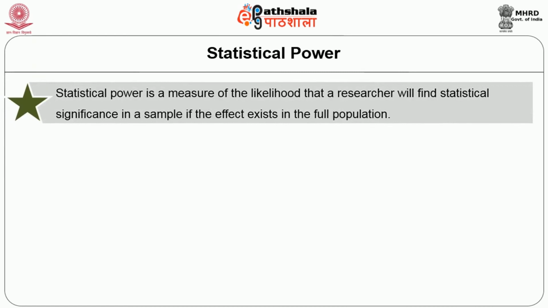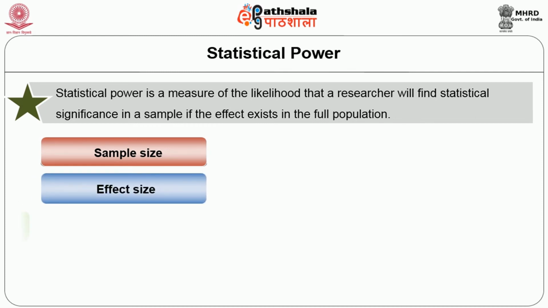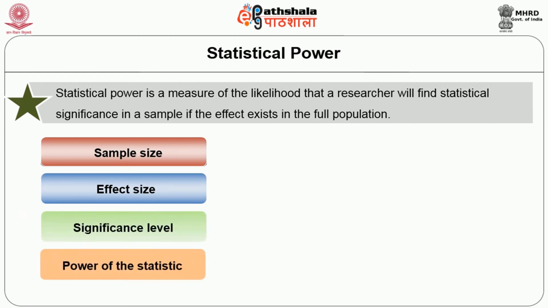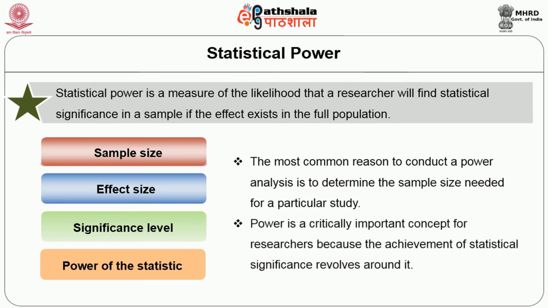Statistical power. Statistical power is a measure of the likelihood that a researcher will find statistical significance in a sample if the effect exists in the full population. Power is a function of three primary factors and one secondary factor: sample size, effect size, significance level, and the power of the statistics itself. The most common reason to conduct a power analysis is to determine the sample size needed for a particular study.